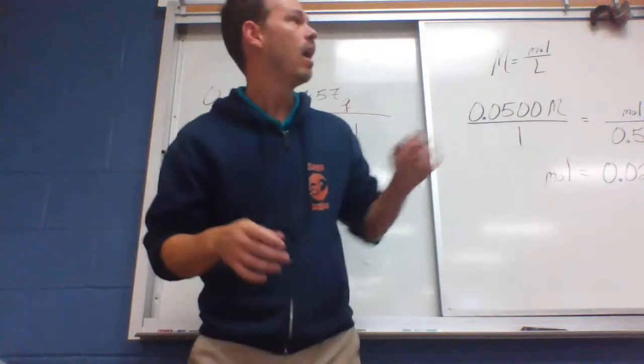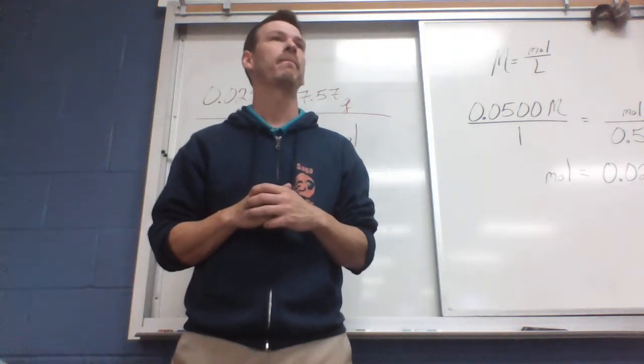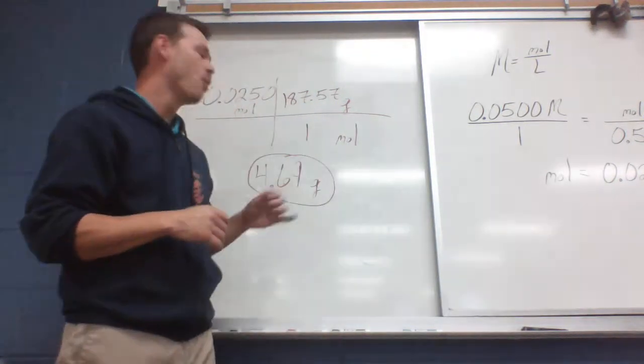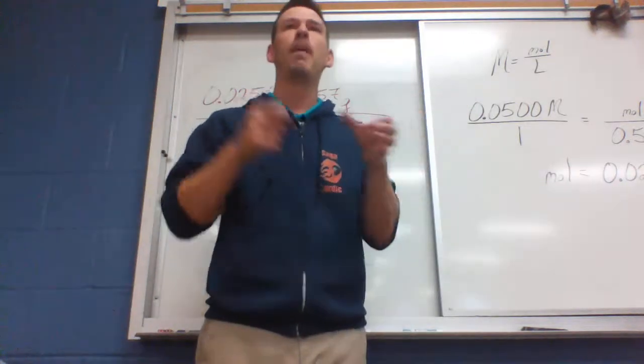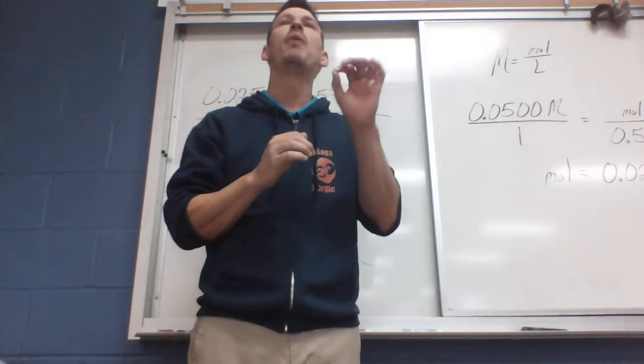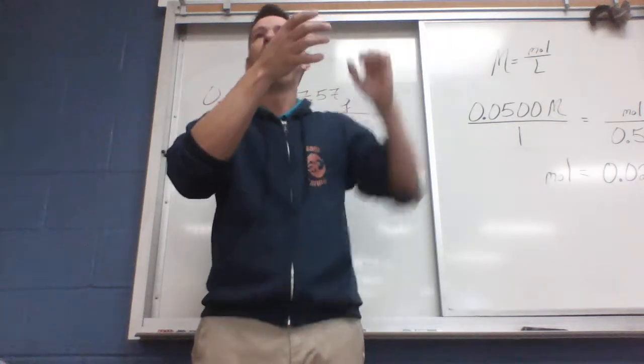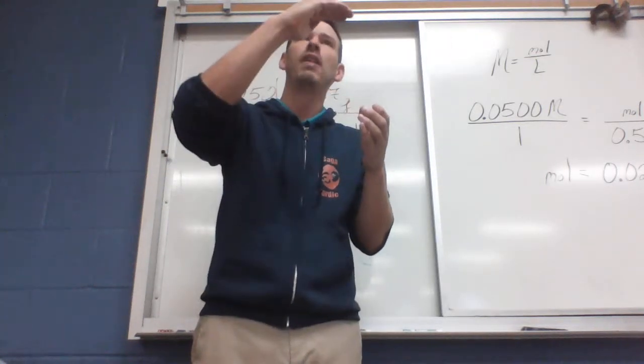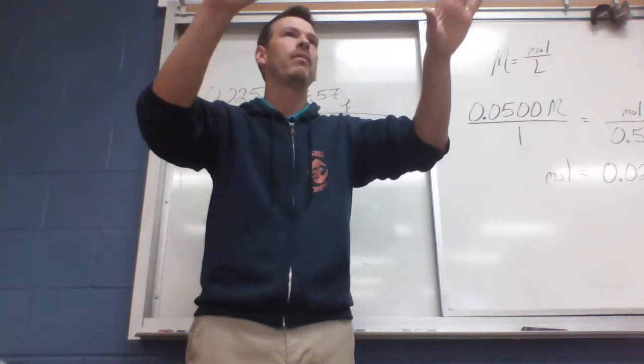I would get a 500 mil volumetric. I would add 4.69 grams of copper 2 nitrate to the 500 mil volumetric. I would then pour water on top of it up to the line. Now look here, still don't write.